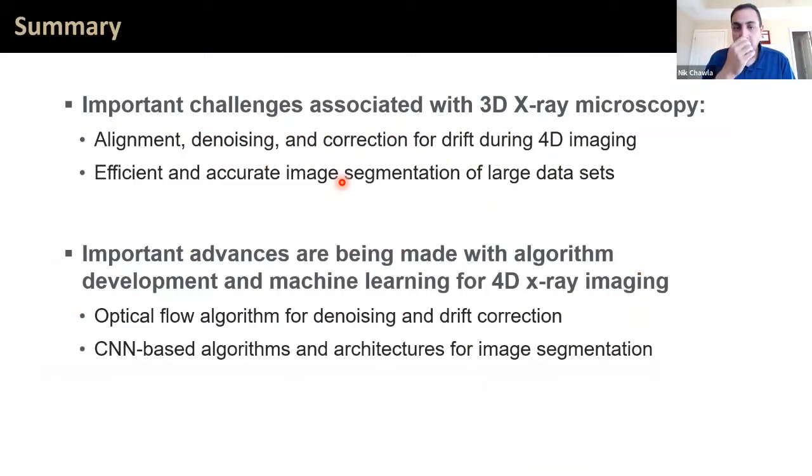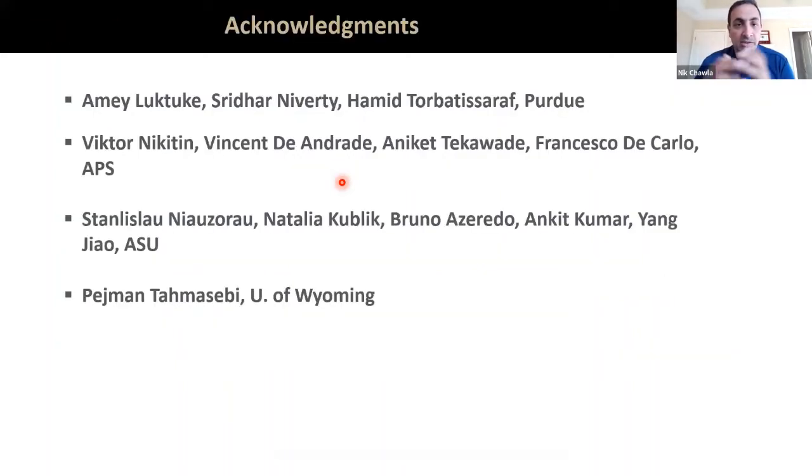So I will end there. I hope I've given you a flavor of some of the important challenges associated with 3D and 4D microscopy. I talked a little bit about some of the advances that are being made with algorithm development and machine learning, optical flow, CNN-based algorithms. And I'd like to acknowledge several students and postdocs here at Purdue, our collaborators at the APS, and then, of course, collaborators as part of this project at ASU and also at the University of Wyoming. So with that, I will end, hopefully given a few minutes for questions. I'll be happy to answer any questions.